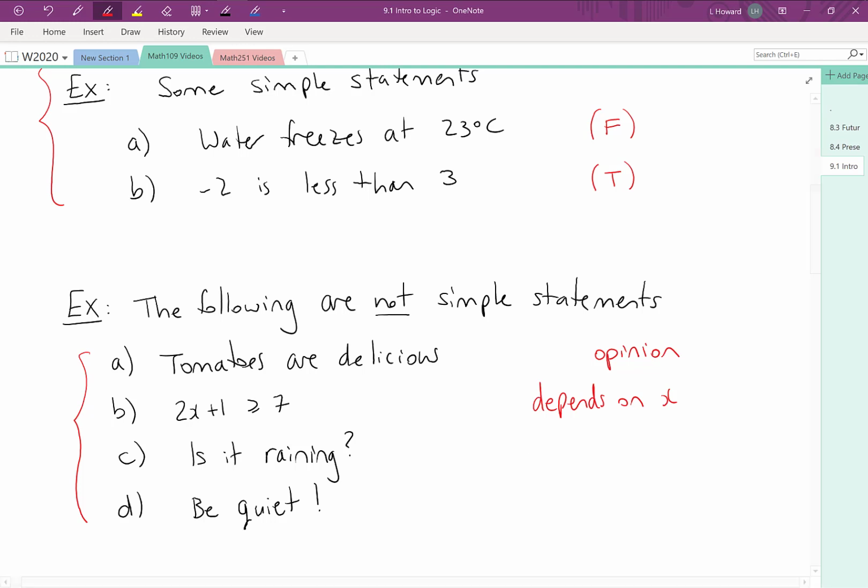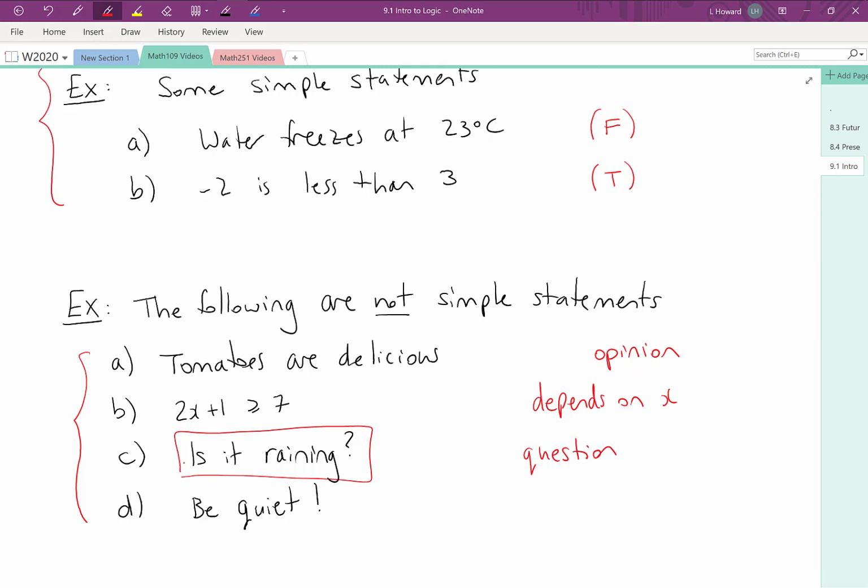Part C, anytime we have a question, something like, is it raining? That's not going to be a simple statement. The reason is that this sentence here actually doesn't contain any information. It's asking for information, but it doesn't contain any information. And therefore we can't give it a truth value like true or false.